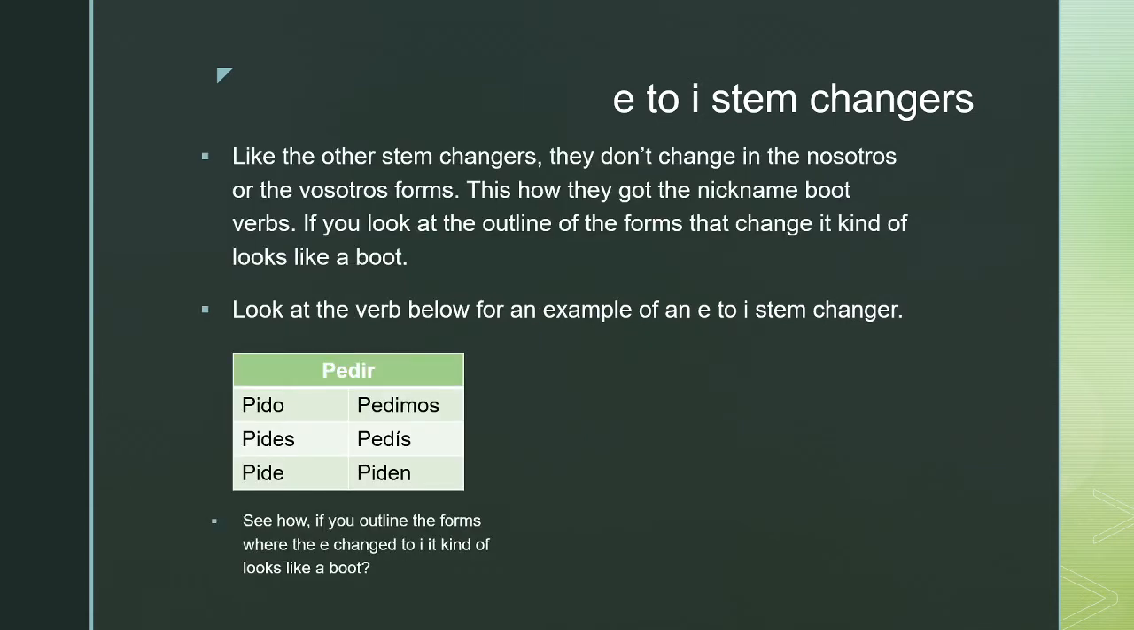E to I stem changers, like the others, don't change the nosotros or the vosotros form. They have that nickname, boot verbs. If you were to draw an outline around the yo form, tú form, usted, él, ella form, ustedes, ellos, ellas form, it kind of looks like a boot. No matter what kind of stem changer you have, if it's a stem changer, it will not stem change in the nosotros or the vosotros form.